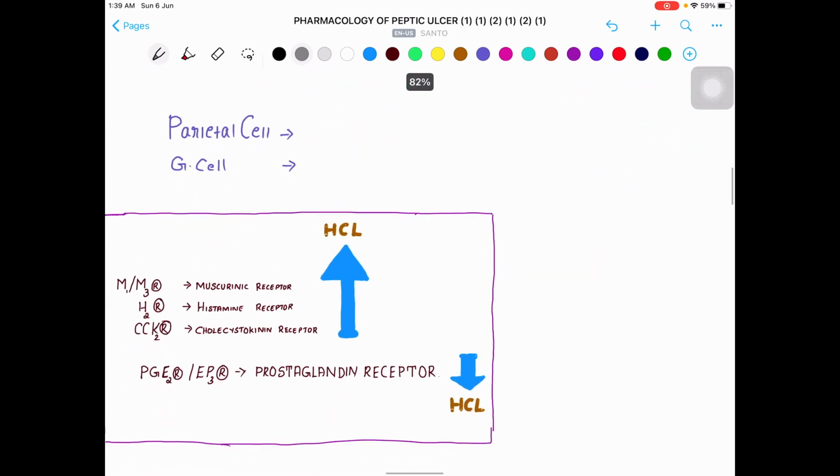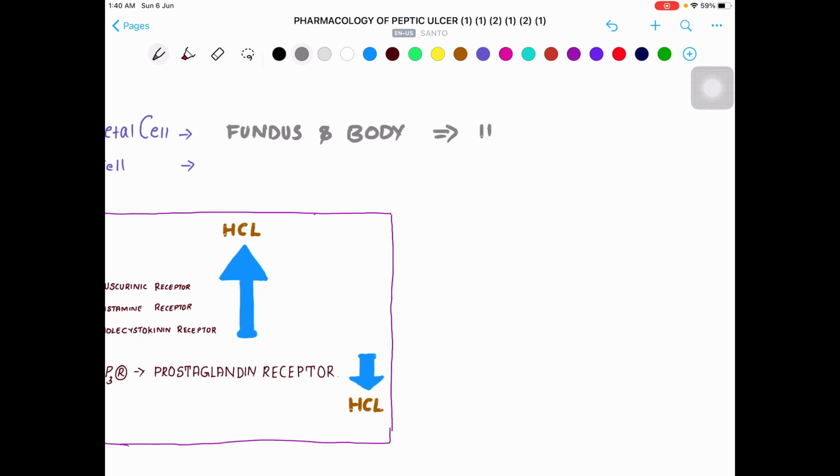Now I would like to brush up your physiology in regulation of acid release. As you know, parietal cells, also known as oxyntic cells, are found in the fundus and body of the stomach. And what do they secrete? They secrete HCl and intrinsic factor.